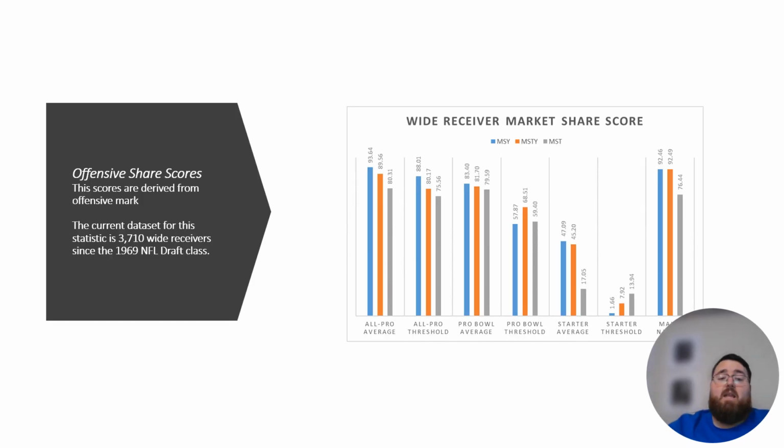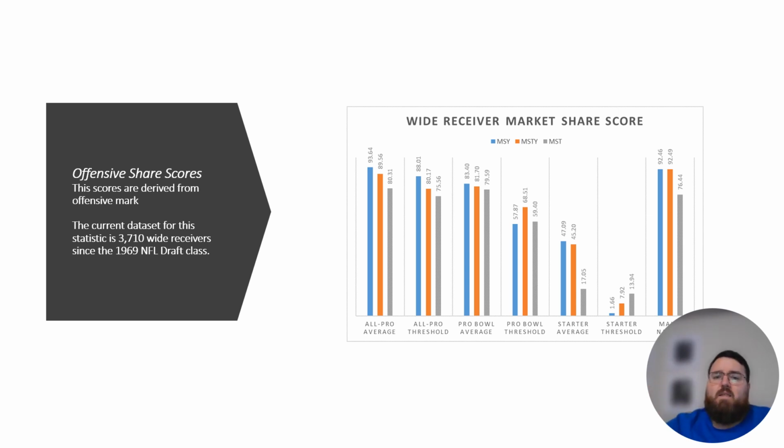Now, looking at his score, the data set I used for this was 3,710 wide receivers since the 1969 NFL draft class. Nabers had a 92 percentile total offensive market share production score. He had a 92.49 on the receiving yardage market share score, which is MSY. Total offensive market share is MSTY, which was 92 percentile. And then his touchdown market share score was 76.44 out of 100, if you will.